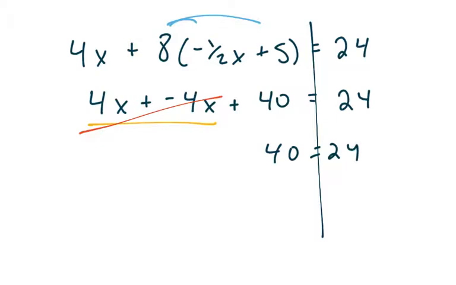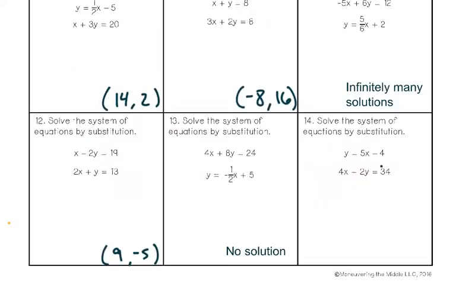This is not a true statement. However, we did our math correctly. That doesn't mean we did it wrong. It means that there is actually no solution we could put in for the x or the y to make these equations true. So for this one, they're going to be graphed parallel to each other.